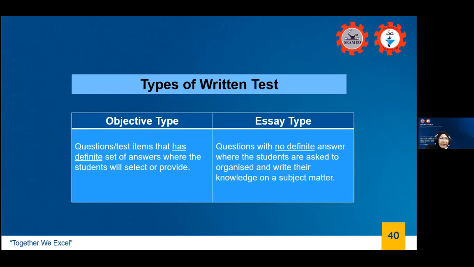Next. Okay. Now, these are the types of written tests, everyone. There are two main types of written tests: objective type and essay type, or subjective type, right? Objective type are test items that have a definite set of answers, where the students will only select or provide.